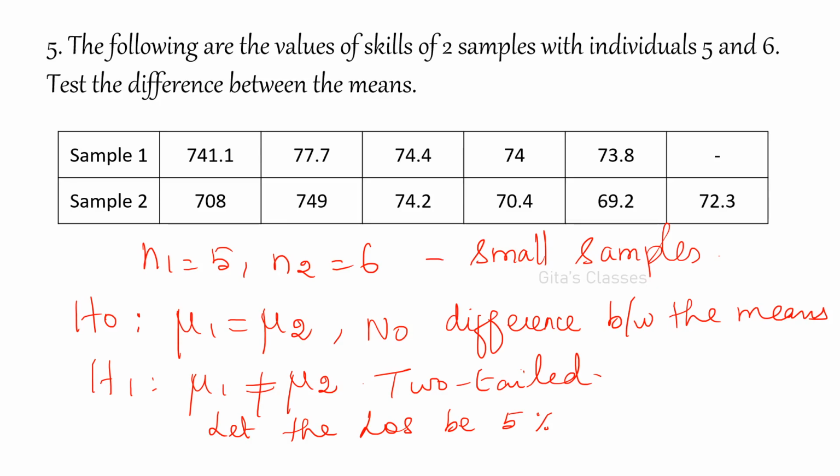Next, the fifth one: the following are the values of skills of two samples with individuals 5 and 6. So n1 is equal to 5, n2 is equal to 6. Because these are small samples and there are two of them, you are going to use the small sample t test. And what is H0? It is always a statement of no difference. So mu1 is equal to mu2, no difference between the means. And H1 is mu1 not equal to mu2. There is no other clue for less than or greater than, therefore it is two-tailed. The level of significance is not given. You can take either 5% or 1%. I am considering 5%.